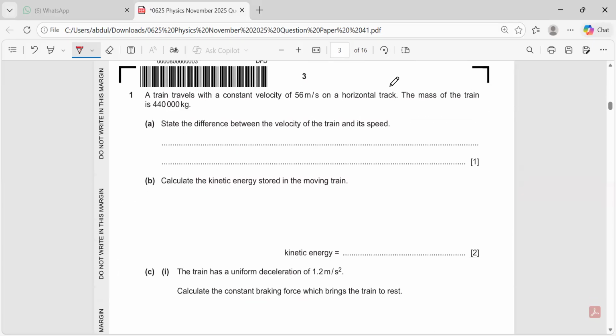Question starts from here. A train travels with a constant velocity of 56 meters per second on a horizontal track. On a horizontal track. So what we are supposed to do, the mass of the train is 440,000 kilograms. So mass is given. State the difference between velocity of the train and its speed. It's very simple, common answer.